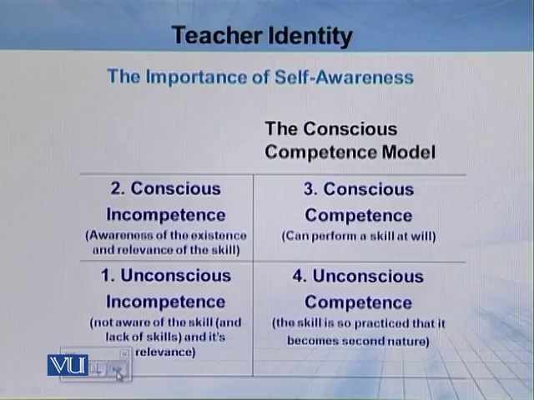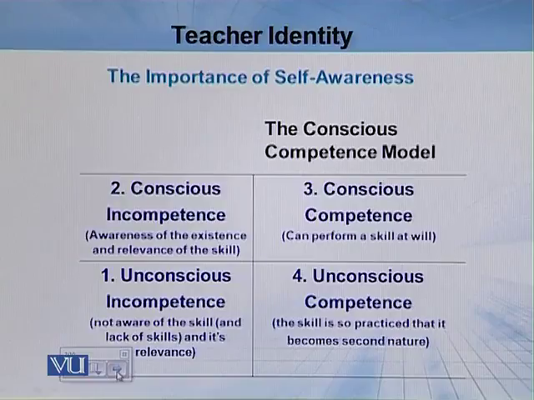First quadrant is unconscious incompetence. This is where the reflective practitioner is unconscious of what they don't know. The second quadrant is conscious incompetence. This is the reflective practitioner growing in awareness of what they don't know.